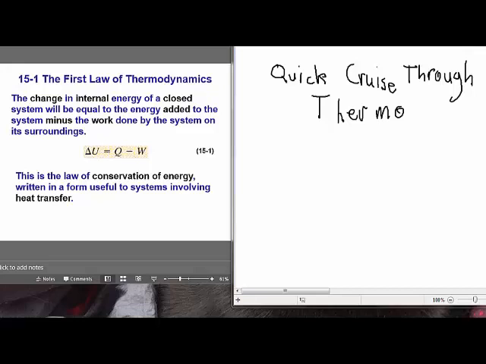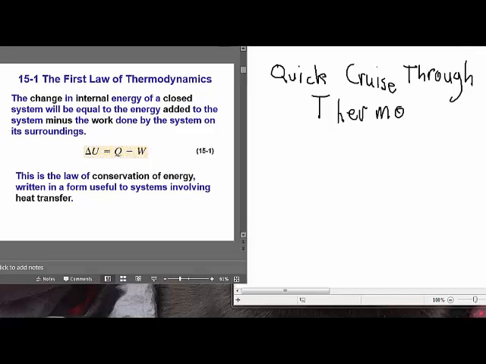Thermodynamics has a reputation as being difficult. So I'm just going to go through and talk about the main points and some things that probably need some explaining. So imagine a cylinder of gas with a piston in it that we can use to contract or expand that gas.